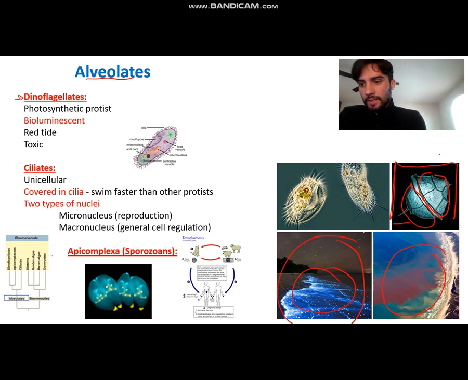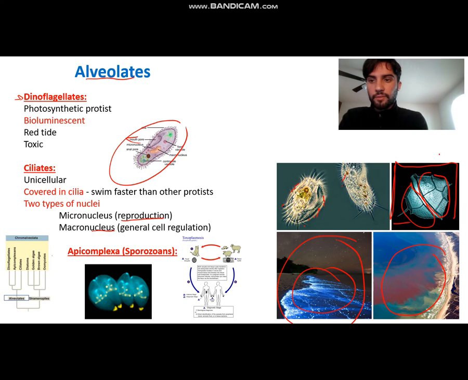The ciliates are covered in cilia, so they're like these hair-like structures around the body, and they swim using that, so they swim much faster than most other protists. And they have 2 nuclei. They have a micronucleus, which is only used for reproduction, and they have a macronucleus, which is used for cell regulation. They have a mouth pore, so they are carnivorous, they feed.